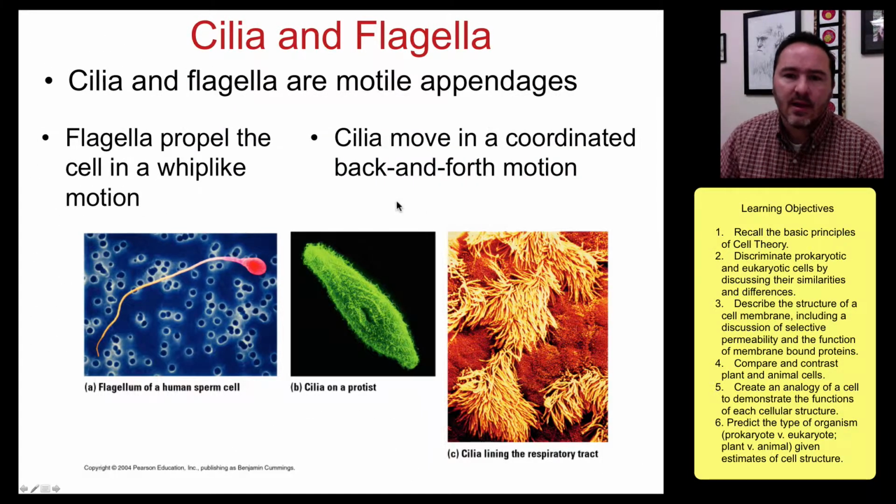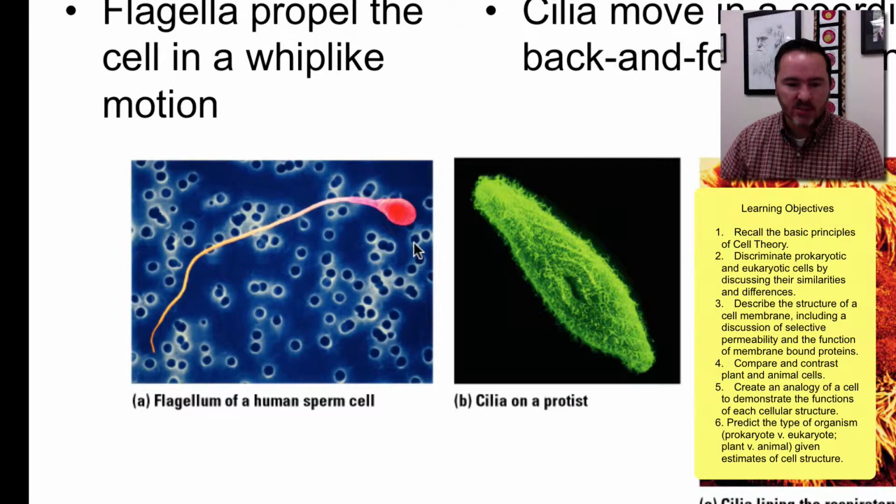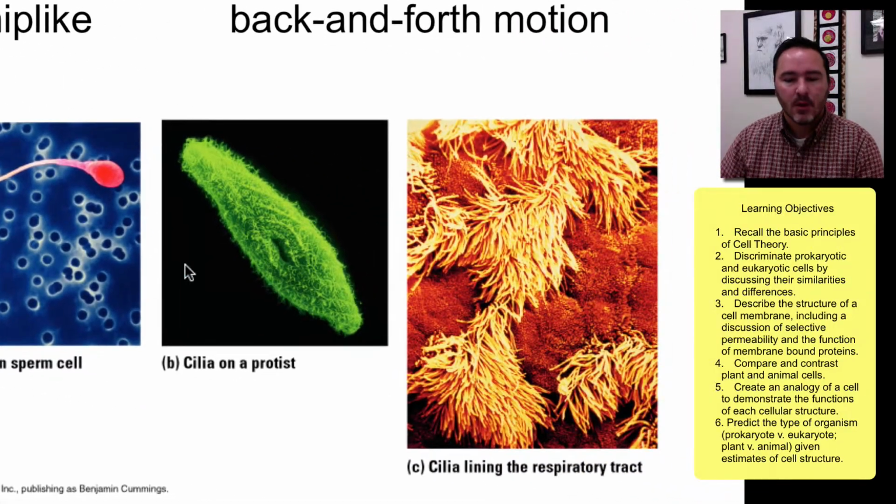Now, cilia and flagella are these motile appendages. So flagella are typically single, but there can be more than one flagellum. Here's the case of a human sperm, where you have the head and then the tail over here, and the tail is this flagellum. In the case of a protist, you might have cilia covering the entire outside of the protist. Cilia can also line the insides of our bodies. For example, here are the cilia on the inside of a respiratory tract, and they move with a coordinated wave-like action, whereas the flagella are more like a propeller.